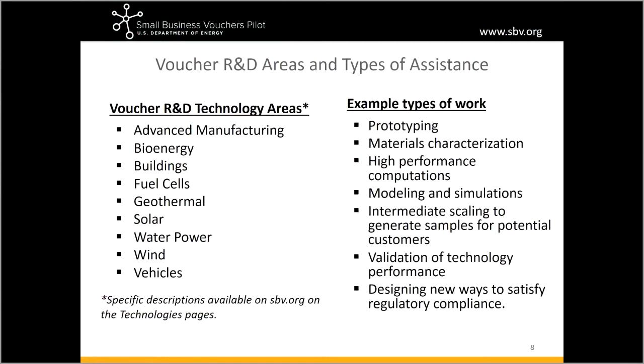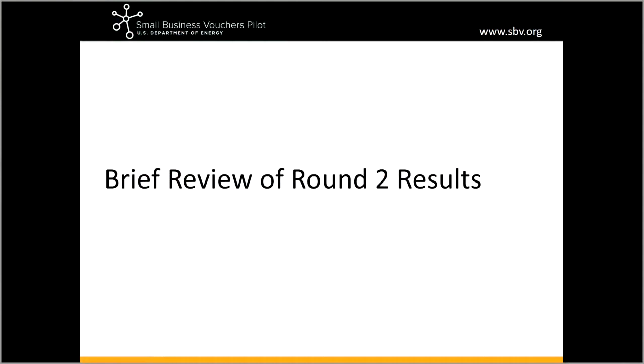But what kind of work can be done for you? Well, certainly prototyping, materials characterization, high performance computations, modeling and simulations, intermediate scaling to generate samples for potential customers, validation of technology performance, and designing ways to satisfy regulatory compliance. So these are the kinds of things that you might ask for when you put together your request for assistance.